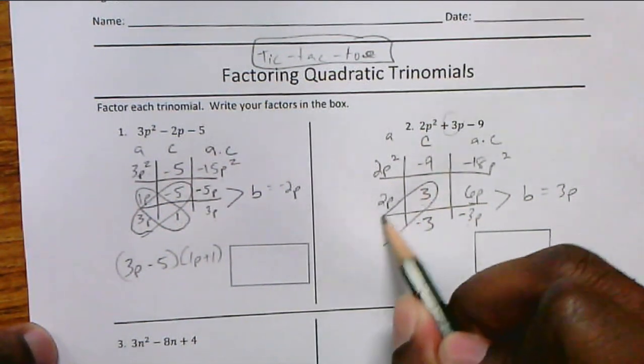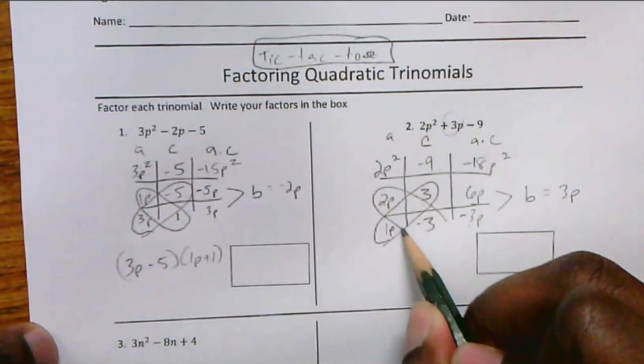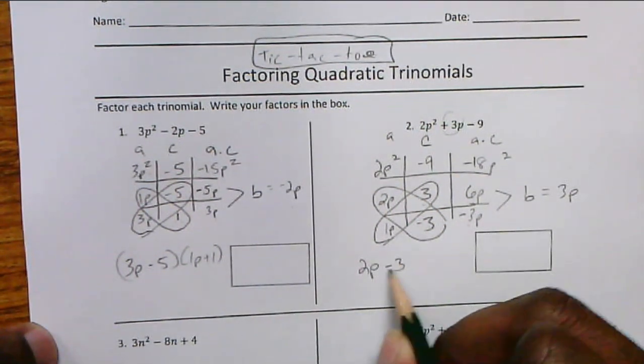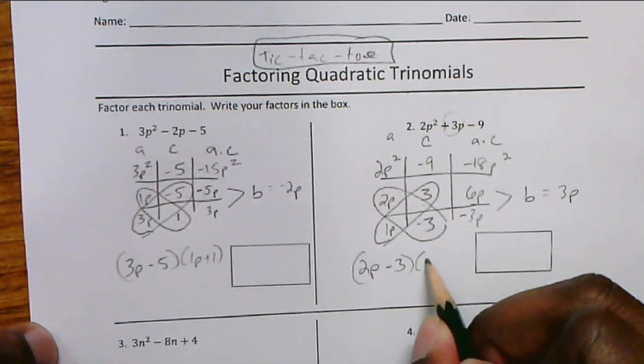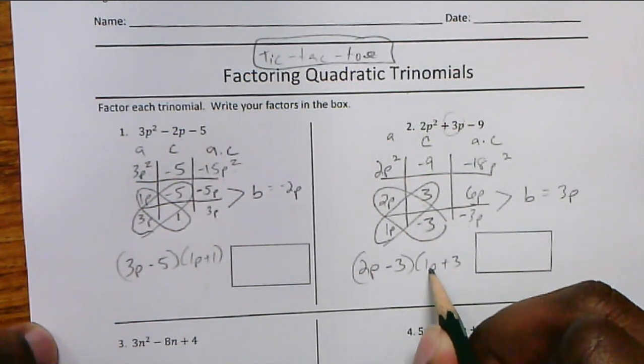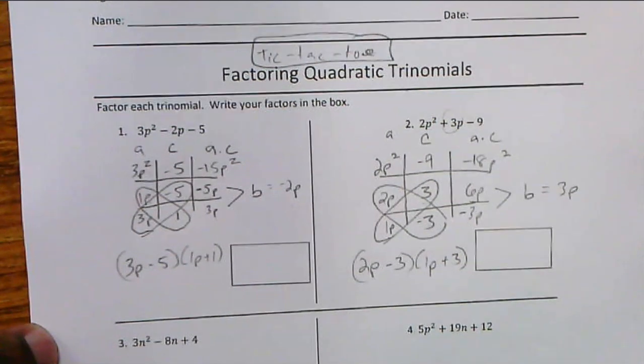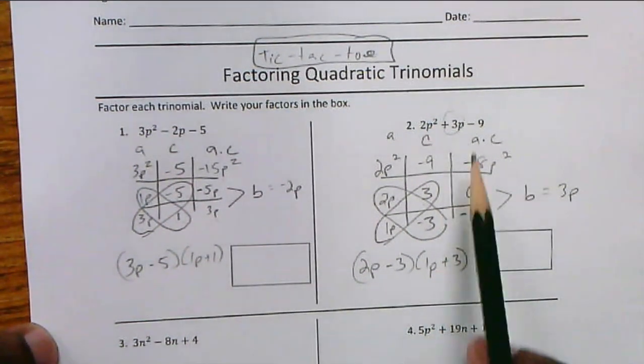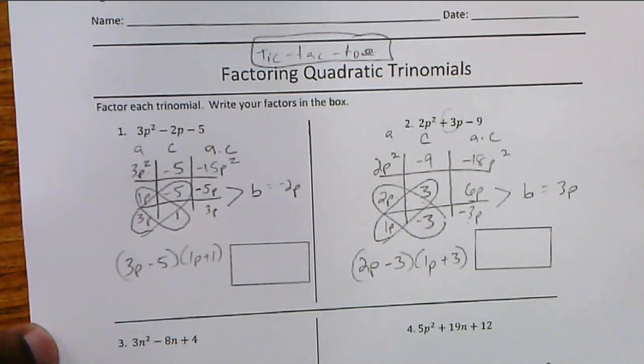So your factors are here and here. It's going to be 2p take away 3, and 1p plus 3. So those are the factors to that trinomial. If you check it, if you multiply those together, it should give you back the trinomial we began with.